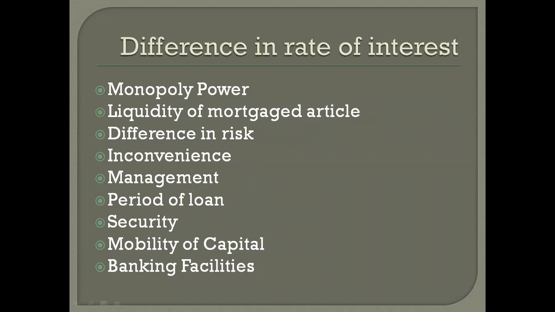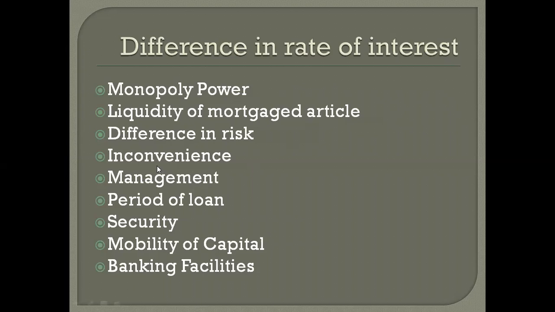Then we have difference in risk. Risk means a low rate of interest is charged from a person who enjoys good credit worthiness or good credit ability in the market. But if your credit worthiness is not good, then the person will charge more rate of interest. Then we have inconvenience. Suppose when I gave you some loan, being a creditor, if I suffer so much inconvenience in getting the interest or the principal amount, and my past experience was not good, in that case the rate of interest is higher.